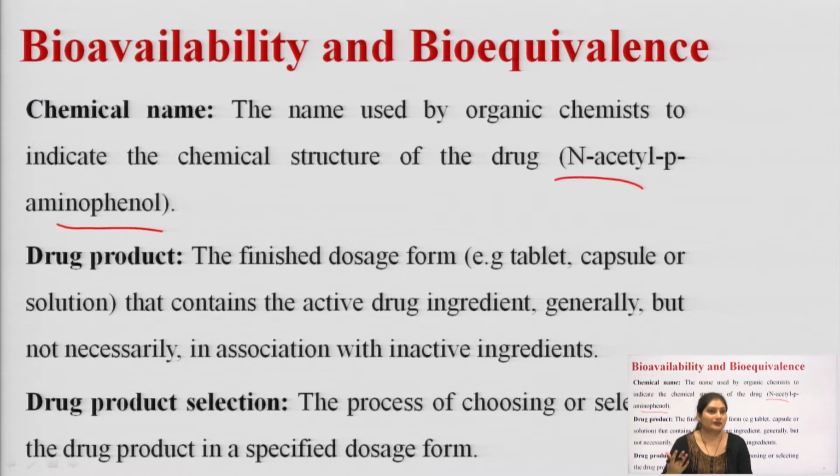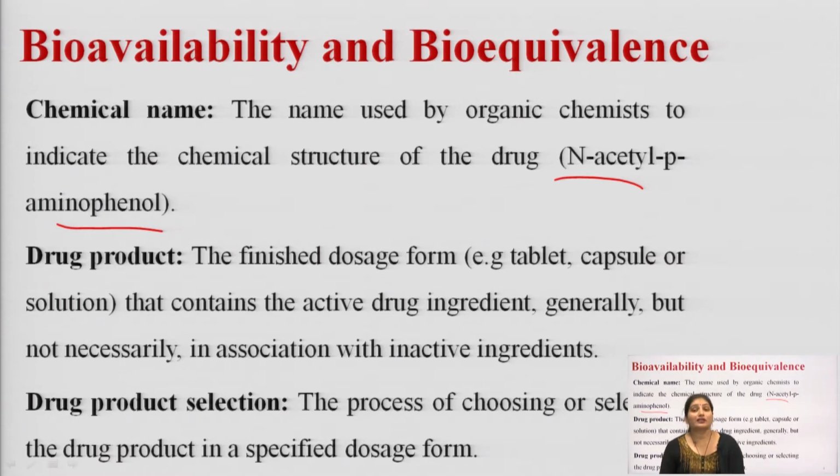Next is the drug product. What do you mean by drug product? The drug product is the finished dosage form, which can be a tablet, a capsule, or a solution, that contains the active drug ingredient, generally but not necessarily in association with inactive ingredients. It means a dosage form has an API plus inactive ingredients, or it can solely have the active drug ingredient. That is called the drug product.